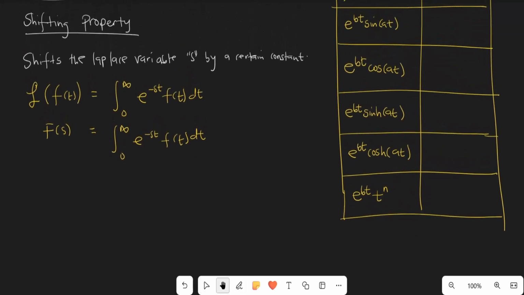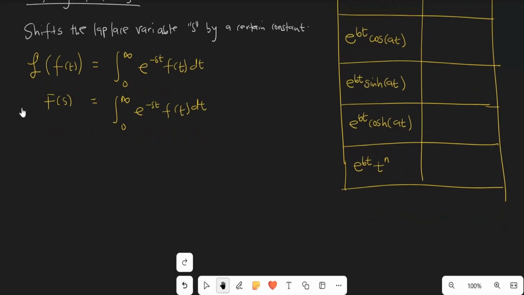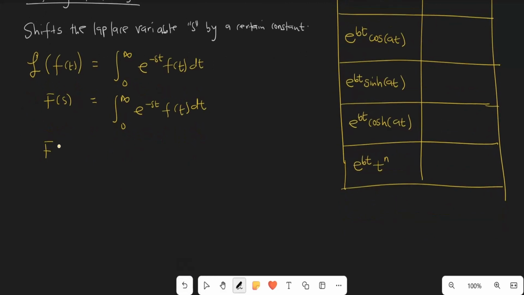Cool. Now the shifting property: we are going to shift this Laplace variable s by a certain constant. Let's call that constant b. So we apply the shifting property here: s minus b. You can have s plus b if you want, but let's stick with negative for illustration purposes.